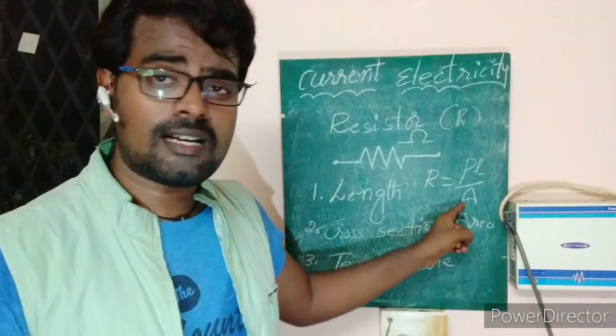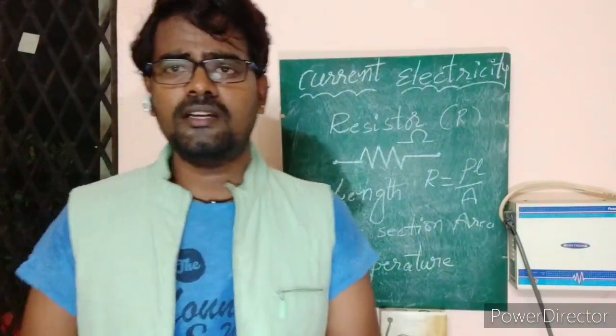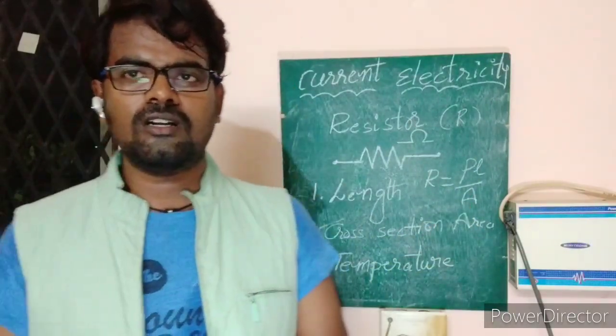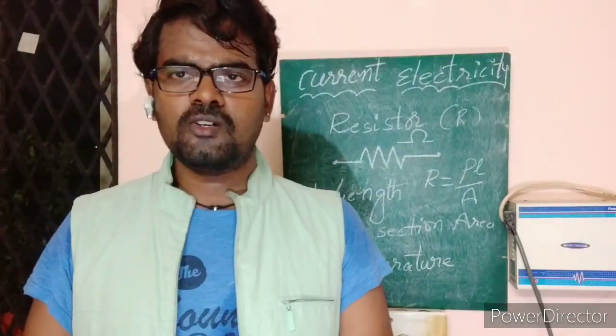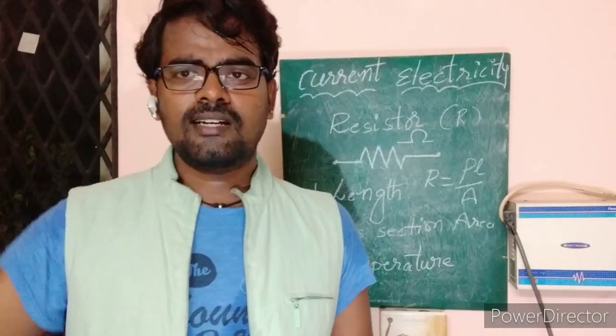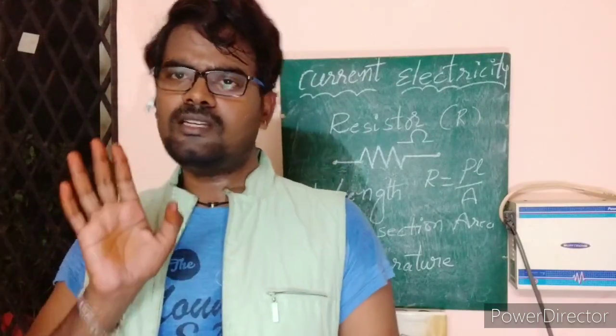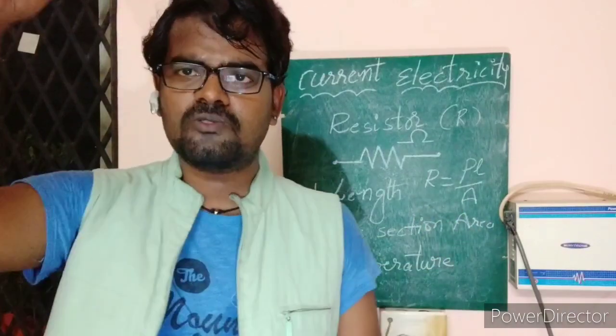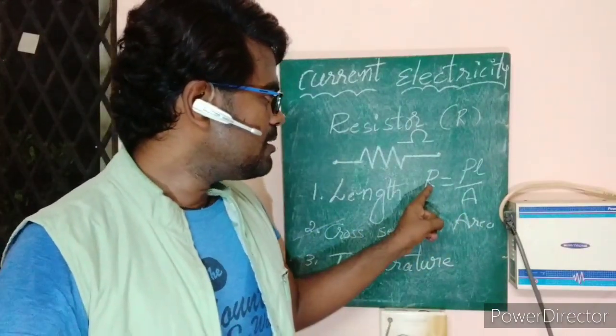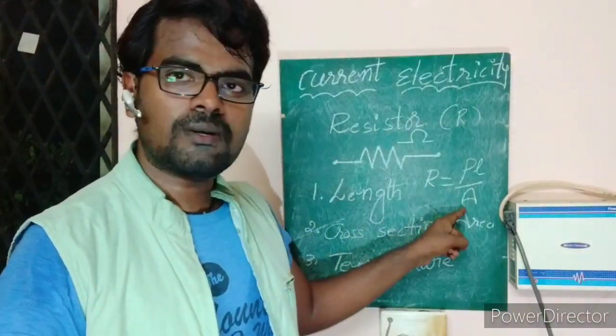And the second one is cross sectional area. For example, imagine you are moving in a tunnel. If the tunnel cross section area is very less, what you have to do? You have to crawl in it. If the cross section area is more, what will happen? You can easily walk in it. The meaning of that is if the cross section area is more, automatically resistance value is less. That's why resistance R is inversely proportional to A.